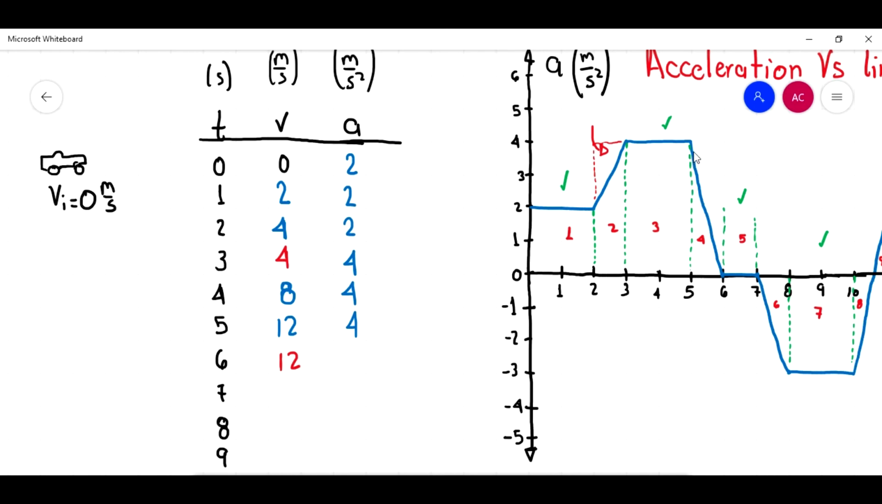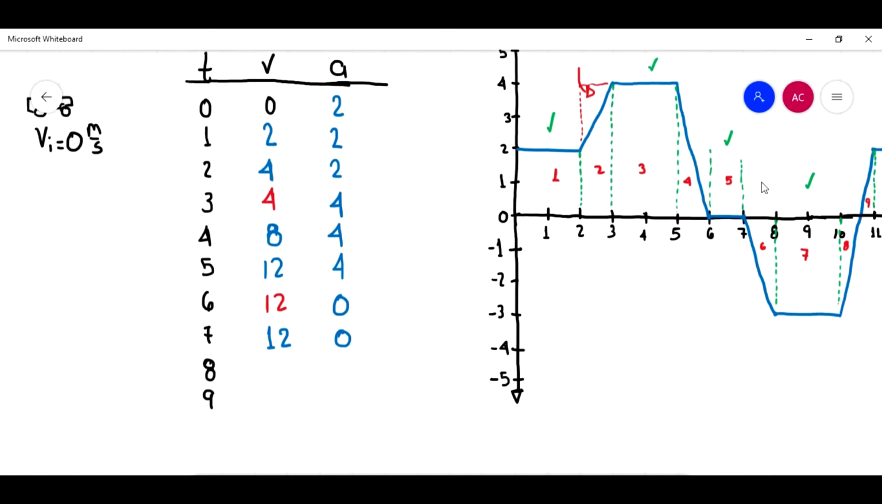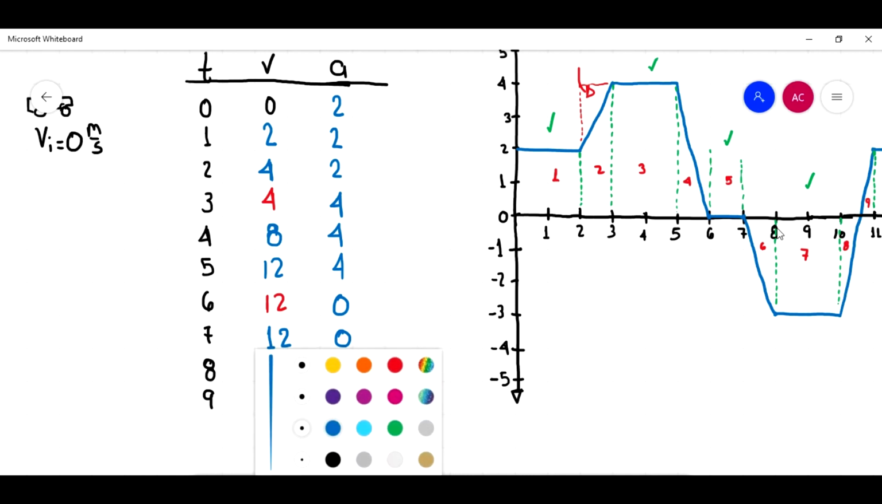Okay, so then the 6th second, the acceleration is 0 meters per second square. So that means the velocity is not going to change. So in the 6th second, in the 7th second is 0. So that means that the velocity is going to remain over there, because there is no increasing and there is no decreasing. Okay, now then the 8th second, in the 8th second, the acceleration is -3.